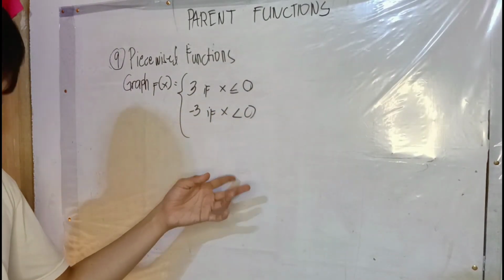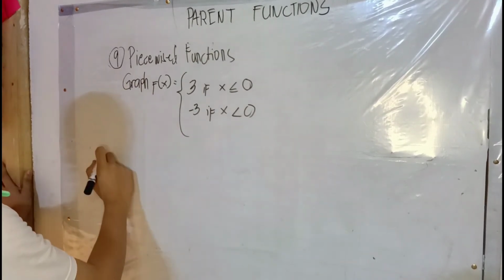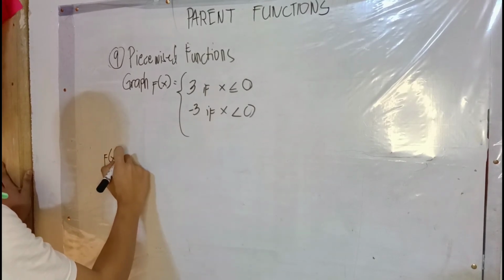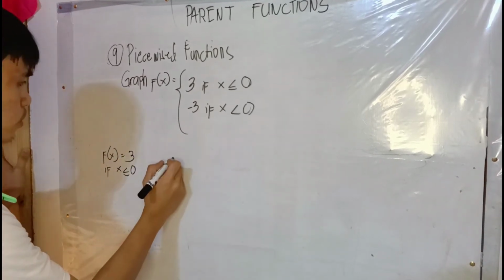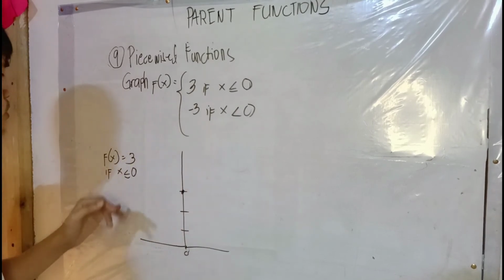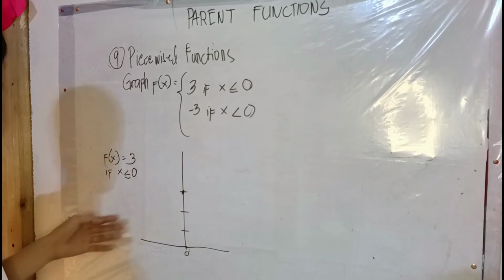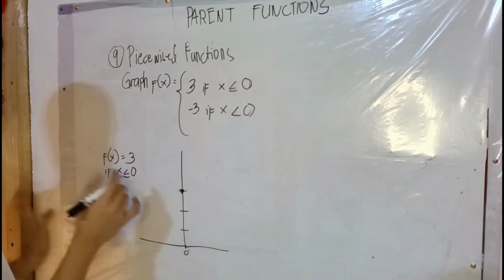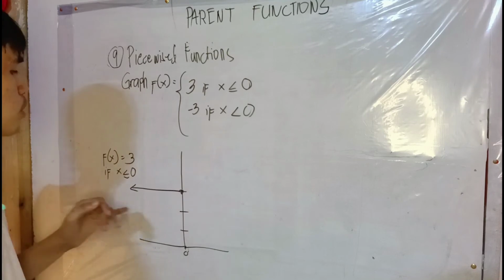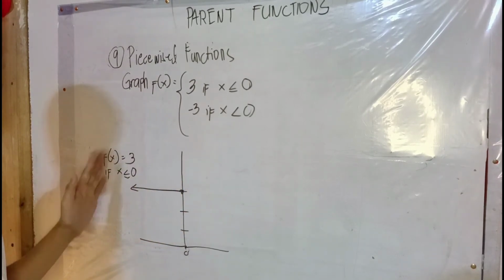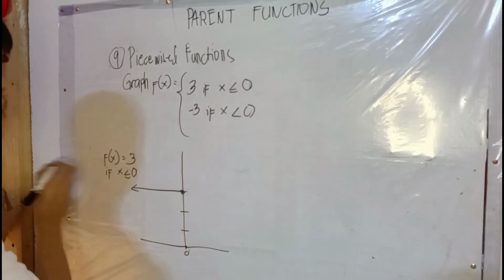Okay, so the graph of f of x is equal to 3 if x is 0 or 3, less than or equal. So that is the graph, from negative infinity to 0, or equal to 0. So it can be there, or less.